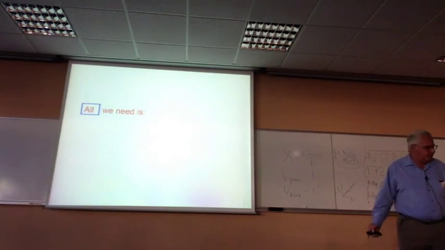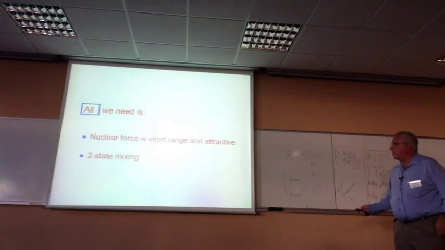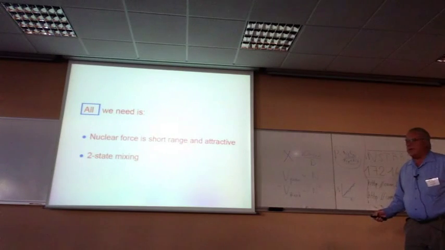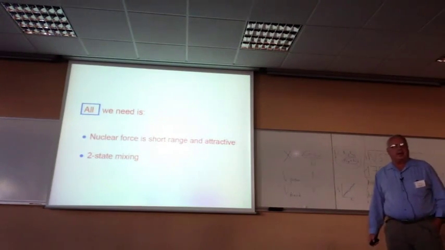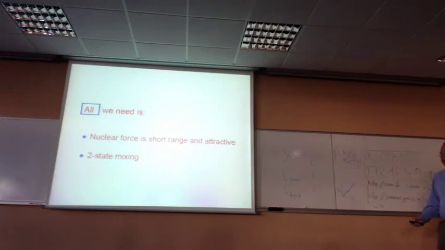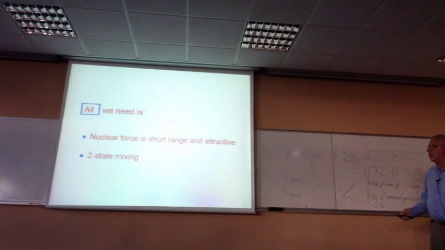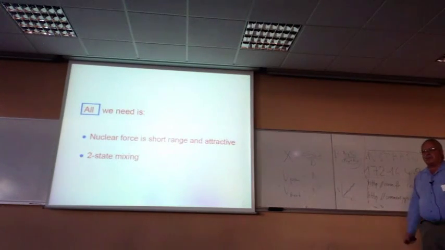So what we need is that the nuclear force is short range and attractive, and we need two-state mixing. These two ingredients are all we need to understand the Nilsson diagram. And when I say all we need, I mean just that statement, nothing more. We don't need to calculate anything. We just need to know this statement, and we need to know a little about two-state mixing. All right?